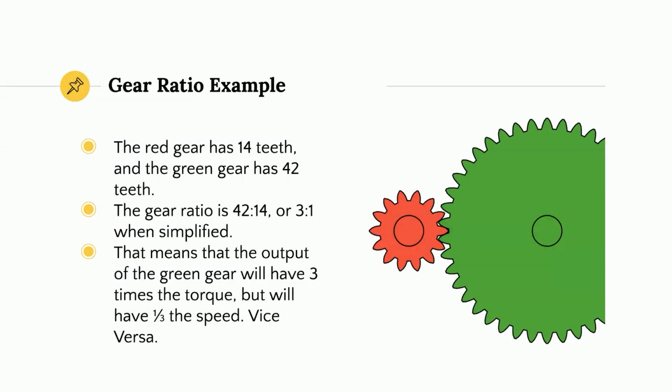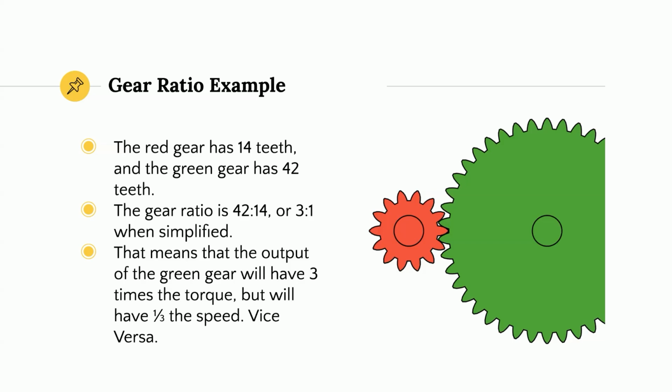So here's a gear ratio example. The red gear has 14 teeth and the green gear has 42 teeth. So in this case, the gear ratio is 42 to 14 or 3 to 1 when simplified. That means that the output of the green gear will have 3 times the torque, but will have 1/3 the speed, vice versa. So if the red gear was the input gear and it was spinning 360 degrees, it would spin the green gear by 1/3 of 360, which would be 120 degrees.